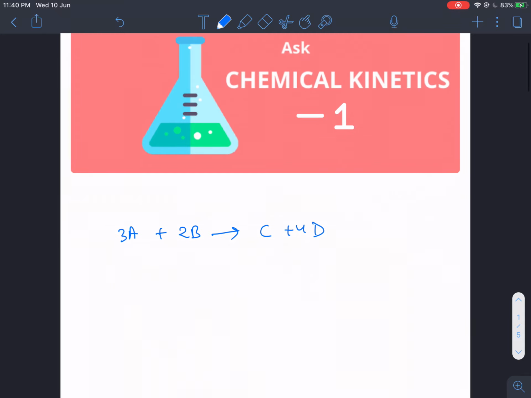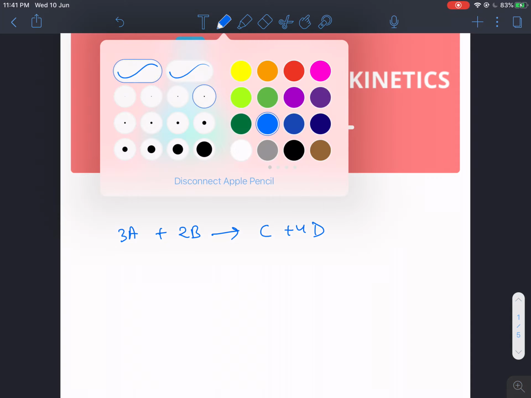So guys, in class 11th you might have studied about the various aspects of a chemical reaction. Let me talk about the stoichiometric aspect of a chemical reaction. I have taken, for instance, a reaction in which 3 mole of A reacts with 2 mole of B and forms 1 mole of C and 4 mole of D, right. So what will happen if you take more or less amount than this? It will react according to its stoichiometry, guys.